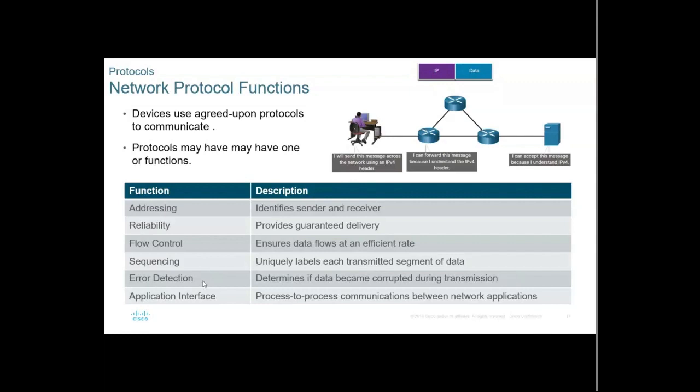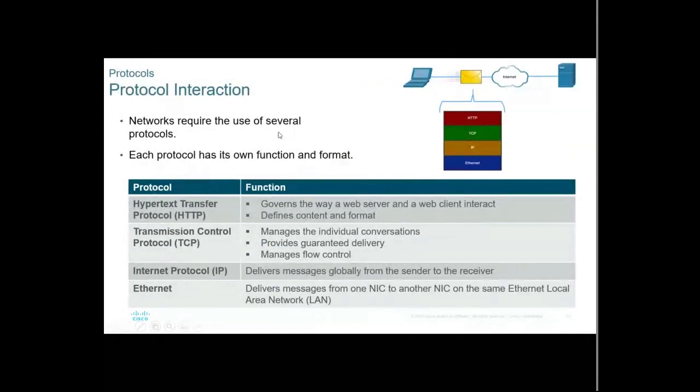If I say to you there should be 25 words in my message, and when you get it you're going to get 24 words, obviously something's gone wrong, hasn't it? So basically that's what it's trying to do. And there's an application interface which processes communication between network applications.